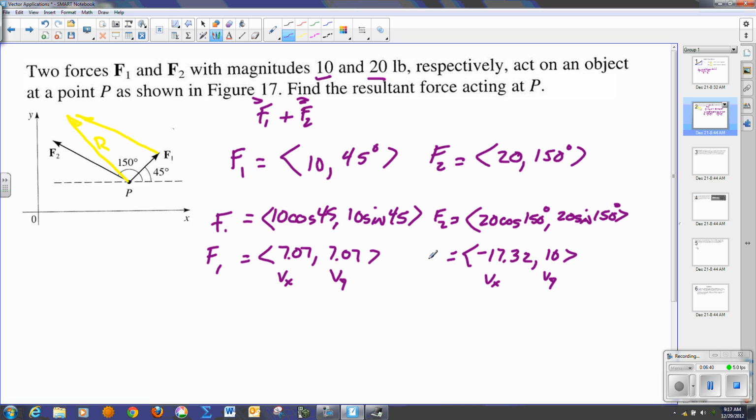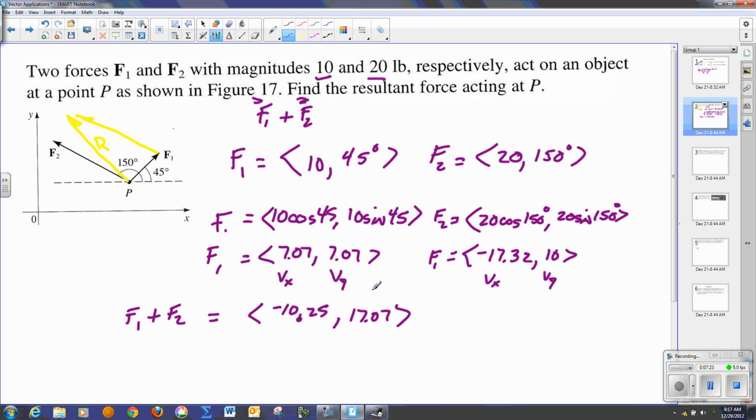So in order to add the two forces, I add the x components together. Adding these x components together, I get negative 17.32 added to 7.07. That's going to give me about negative 10.25. And then adding 10 to 7.07, I get 17.07. And this represents the sum of the two forces.